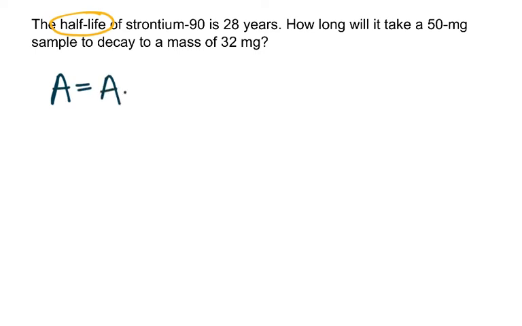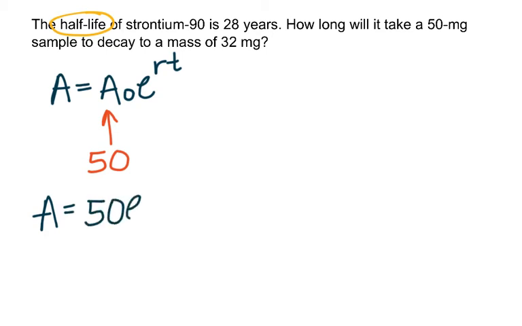A is equal to a sub 0, e raised to the r times t power. So remember that a sub 0 is your initial amount. In other words, it's how much you have at time 0. So this problem says that we have a 50 milligram sample. So that tells us that our initial amount is going to be 50 milligrams. So you could begin by setting up your model as A is equal to 50 times e raised to the rt.